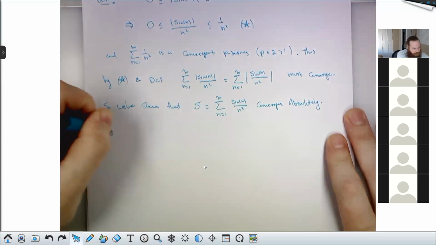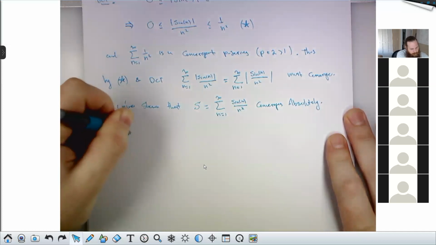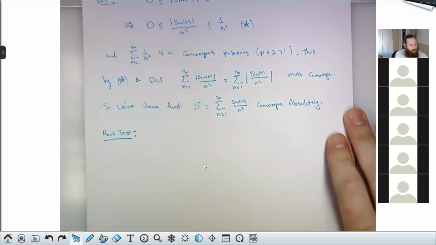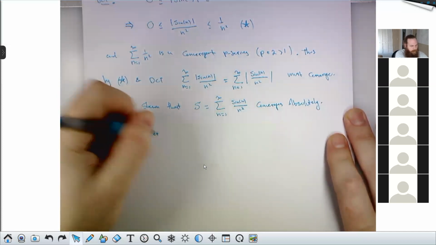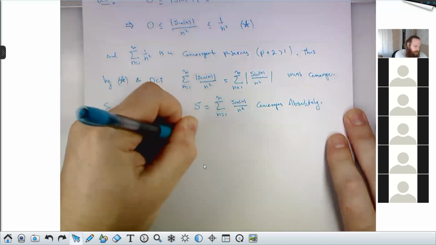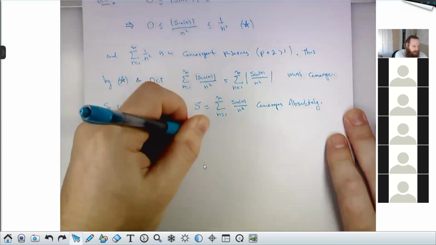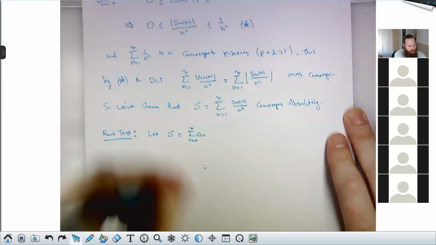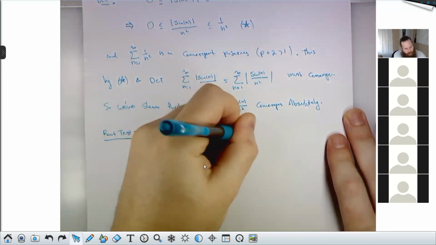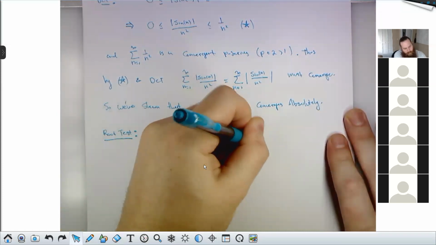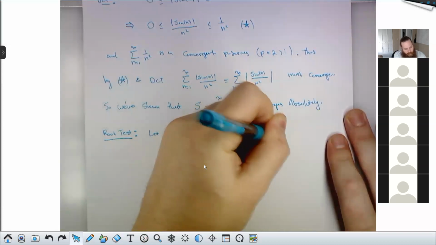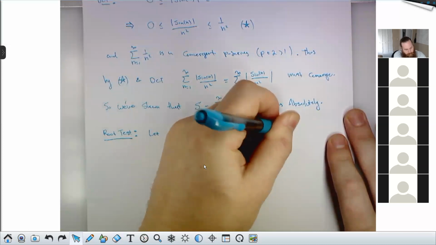So the first one I'm going to show you is the root test. The root test says this. Let S be sigma n from wherever to infinity a_n, just any old series. Doesn't have to start at 0, could start anywhere. And define L to be the limit as n goes to infinity of the nth root of the absolute value of a_n.